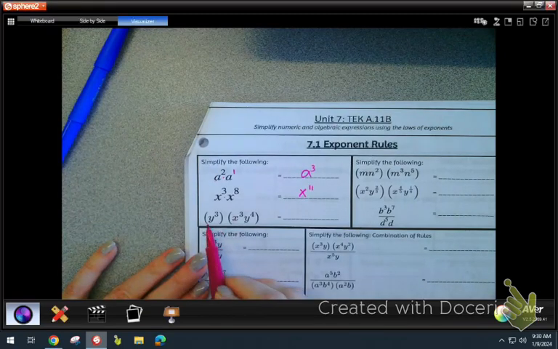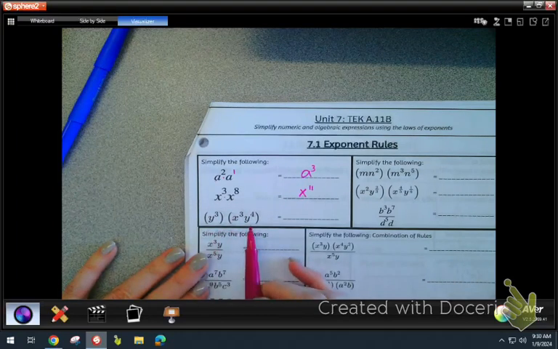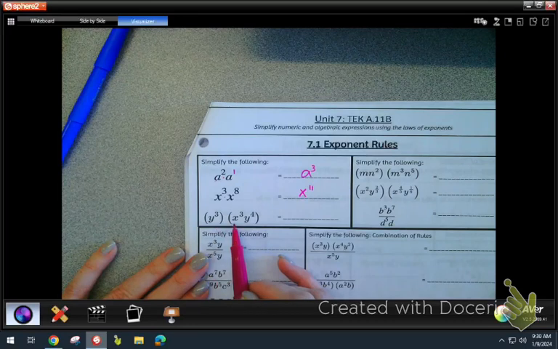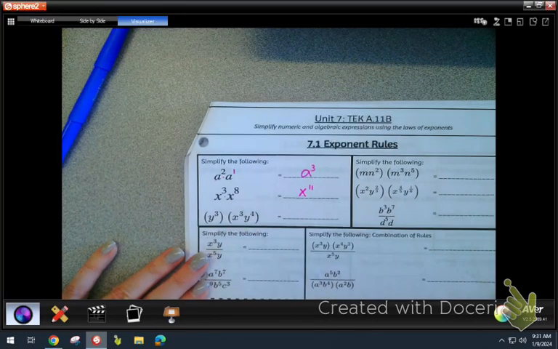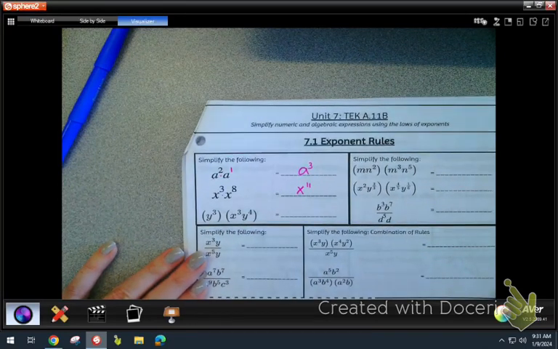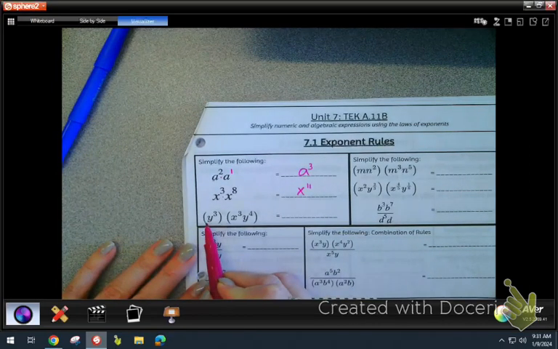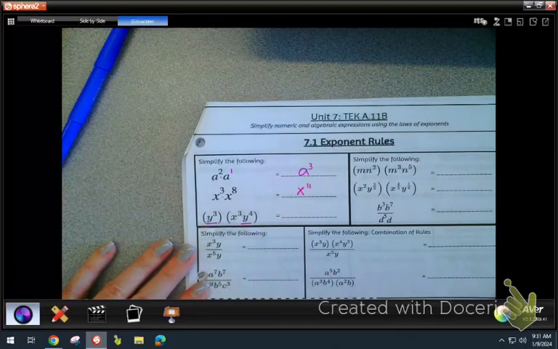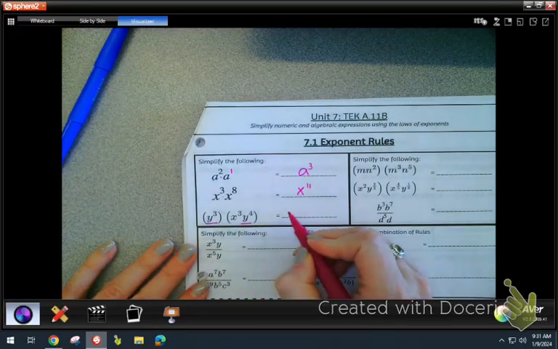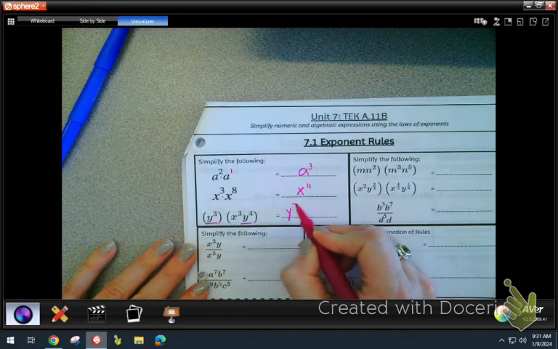What happens if you have multiple bases, like on this third one right here? You have a y to the third times an x to the third, y to the fourth. What do we do? What do you think? I think you would have to add the y's together, the y exponent. Okay, we would. So I'm going to underline those. So what would that give us? Y to the 7th power.